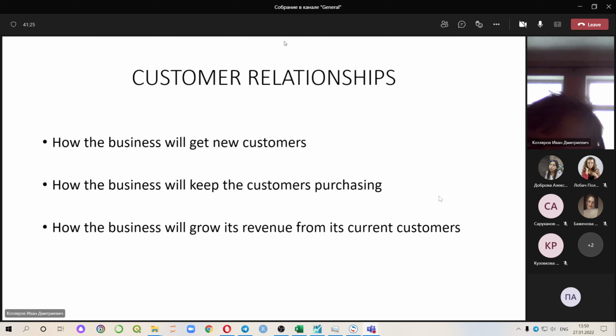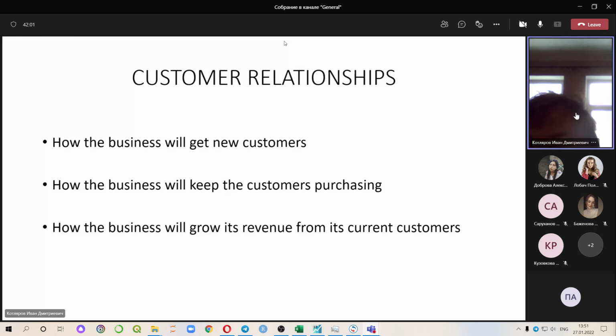Could you please give an example of the third point? Okay, so how can we make our customers interested in purchasing more from our company? For example, making specific offers, making targeted offers, adapting our offer for specific customers, etc. So in this case, our customers may decide to spend more. Do you understand it? Yes.